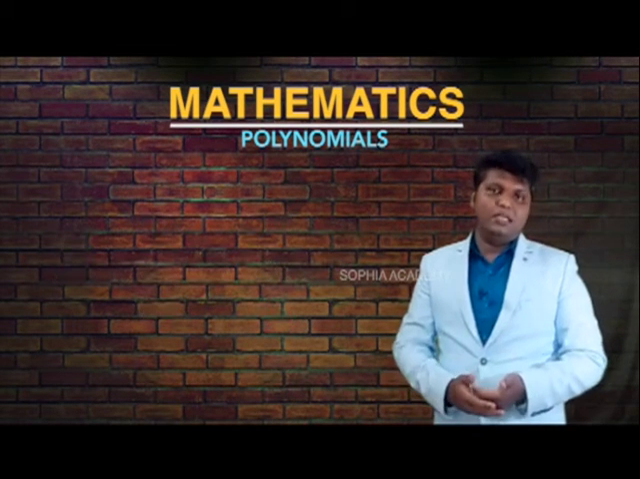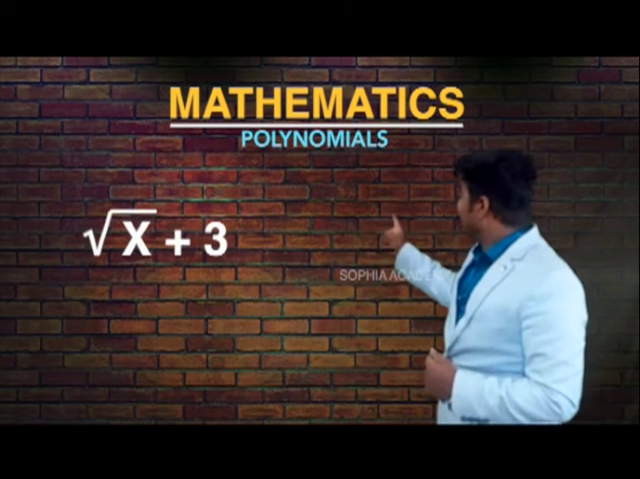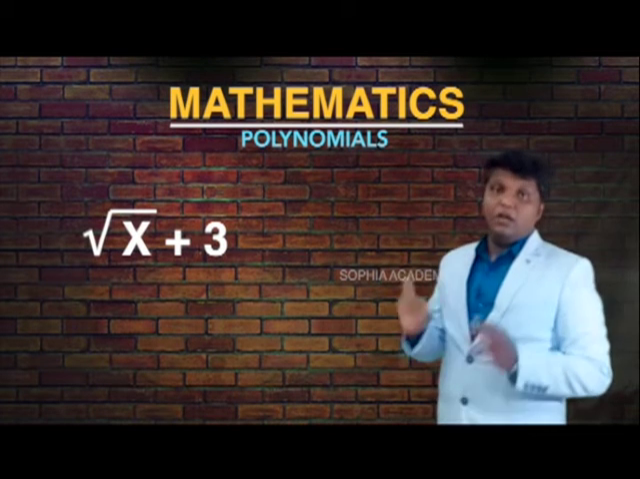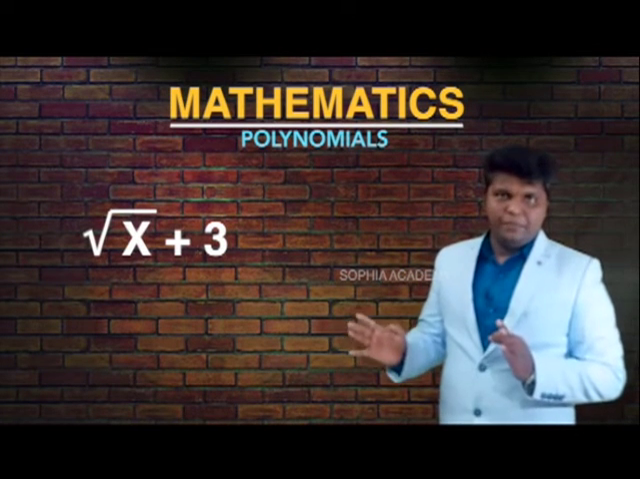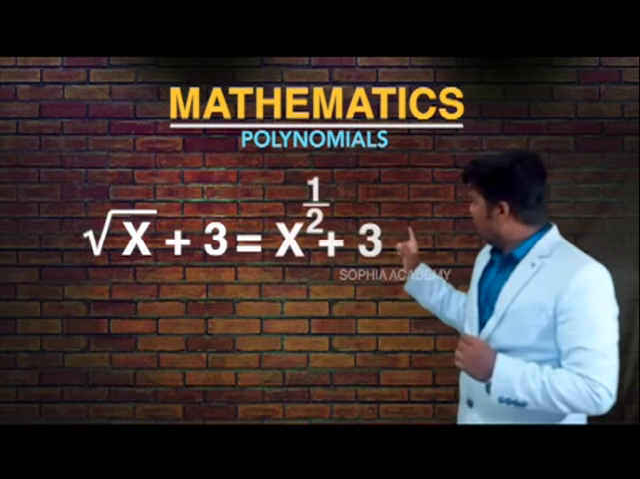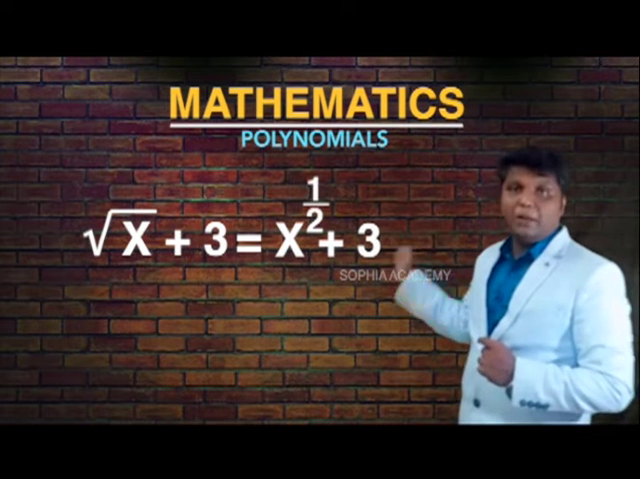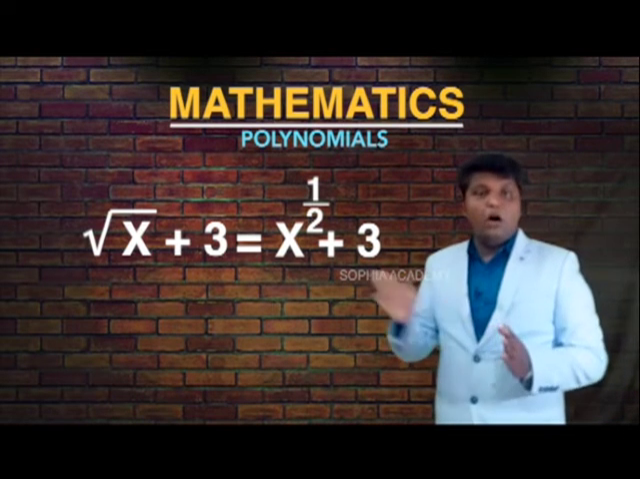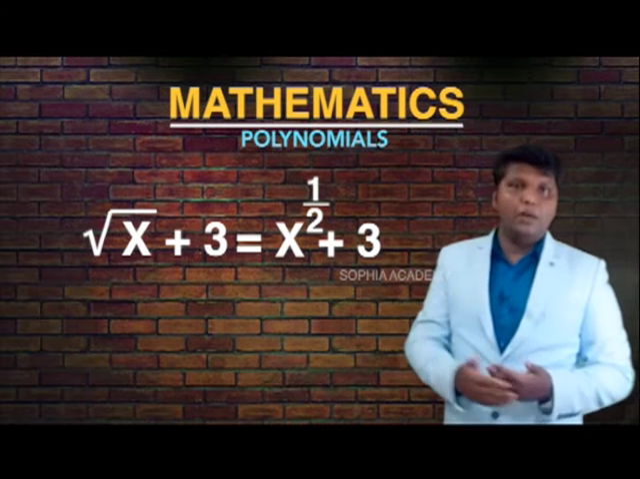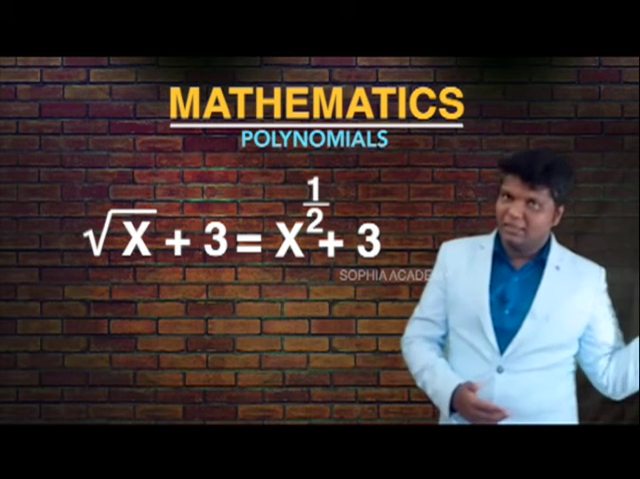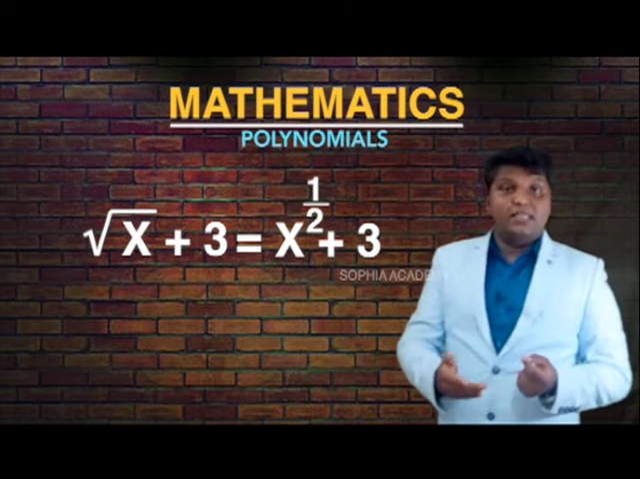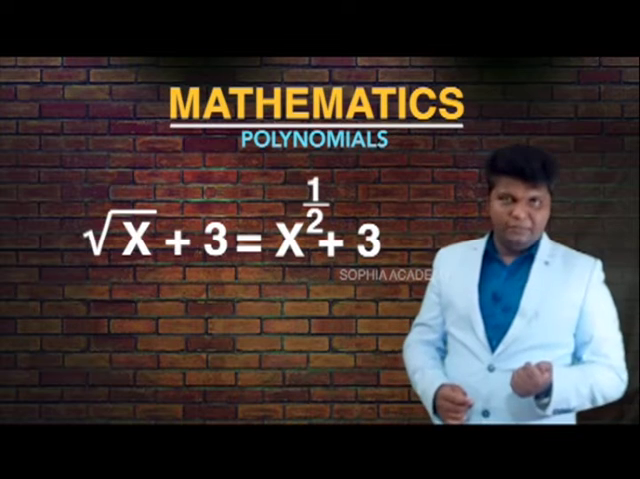Let me give you another example. Root x plus 3. The square root of x plus 3 can be written as x raised to 1 by 2 plus 3, because root of x means x raised to 1 by 2. It's already in 8th class, right? Cube root of x can be written as x raised to 1 by 3, like that.